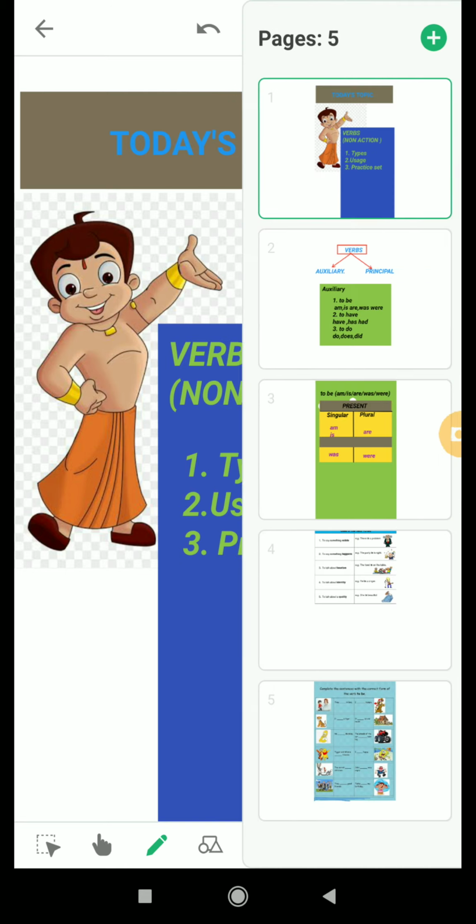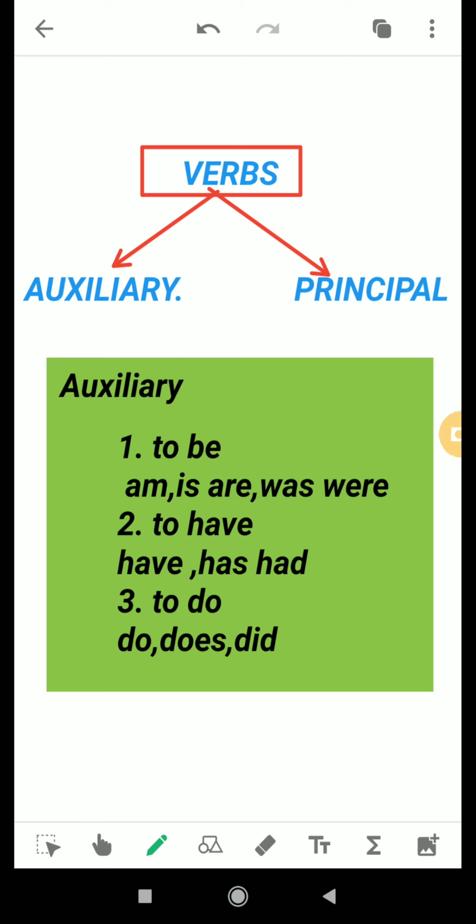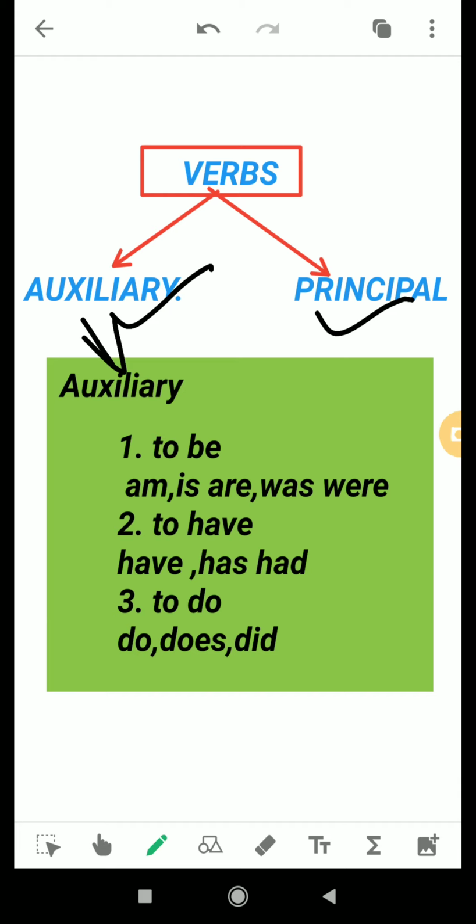Let's begin, kids. So first of all, we will see the verbs. There are two types of verbs. They are called auxiliary verbs and principal verbs. Most auxiliary verbs are known as non-action verbs. Now see, there are three types of auxiliary verb. They are known as to be verb, to have verb, to do verb.